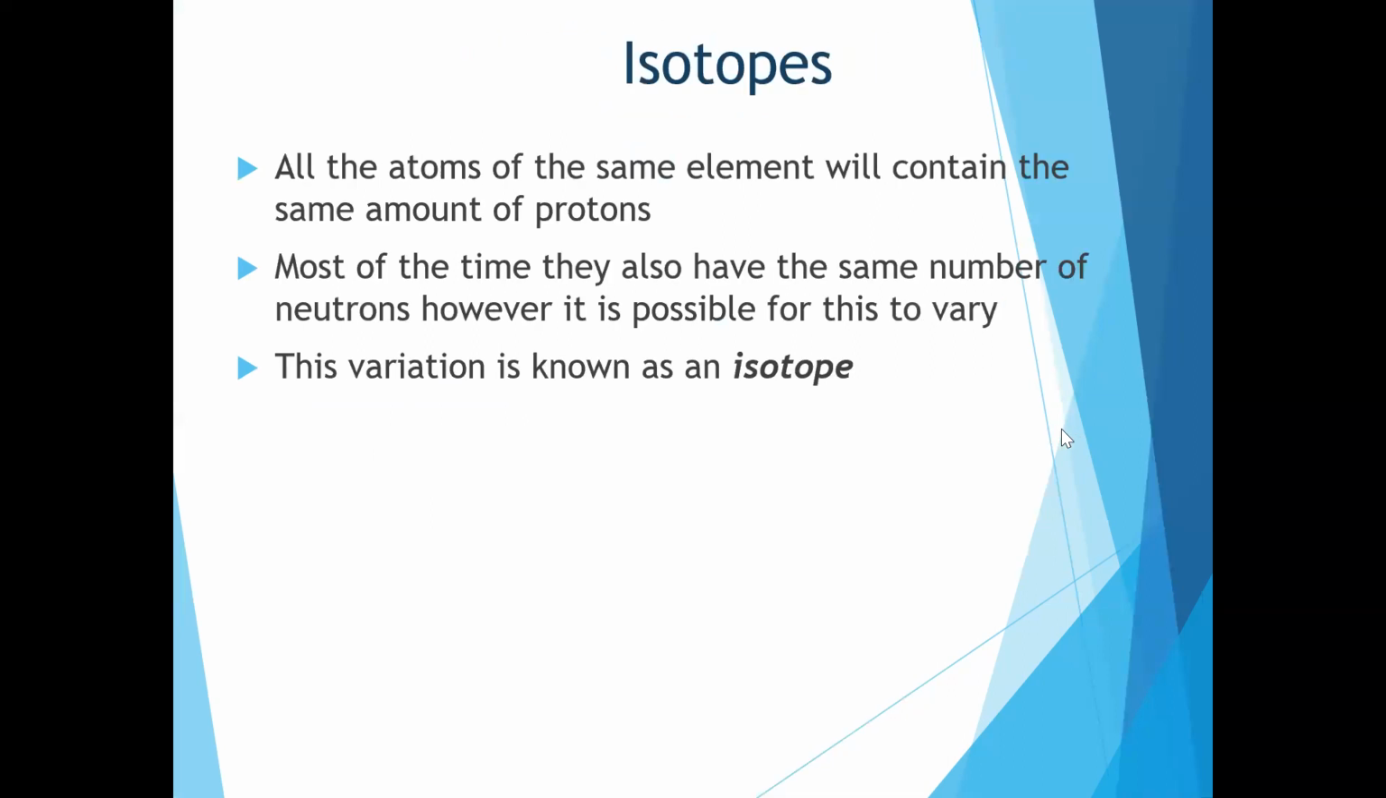All right, isotopes are a bit of a unique case. Like we just said, the protons are the identifier for each element, so all atoms of the same element contain the same amount of protons. Most of the time they have the same amount of neutrons, but it's possible for that to vary. And remember, neutrons don't have a charge, so even with a varying number of neutrons, the charge will remain the same.